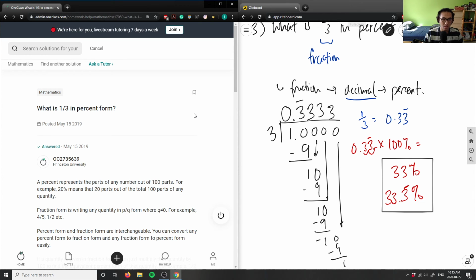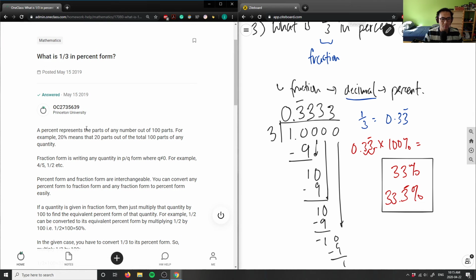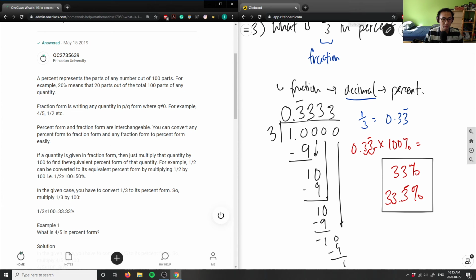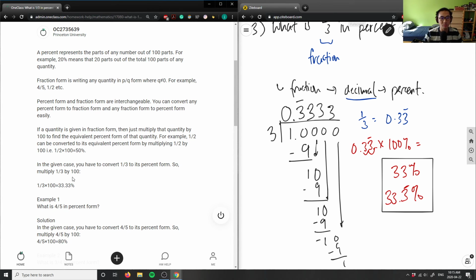So let's see what we have. There's a solution from Princeton University. Percent represents parts of a number out of 100. That's good. So what they're doing is, if a quantity is given in fraction form, then you can just multiply the quantity by 100 to find the equivalent percent of that quantity. Half can be converted into percentage form by multiplying half by 100. That's good. In the given case, you have to convert 1/3 to its percent form, so multiply 1/3 by 100. So this works as well.